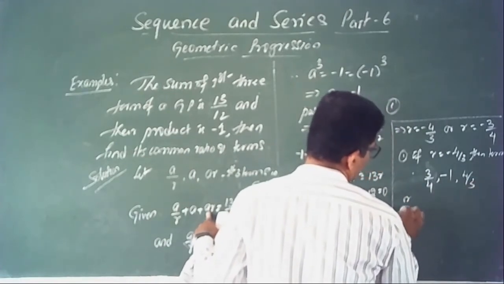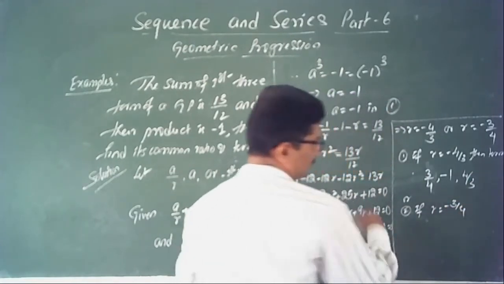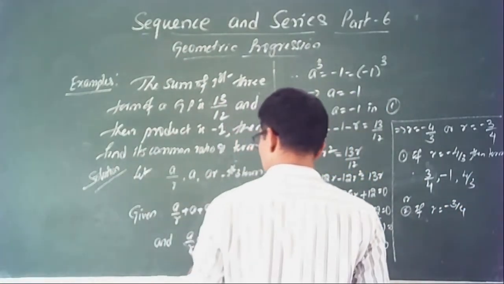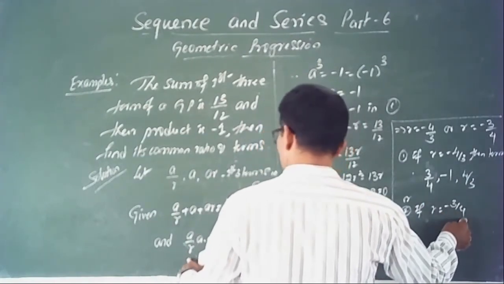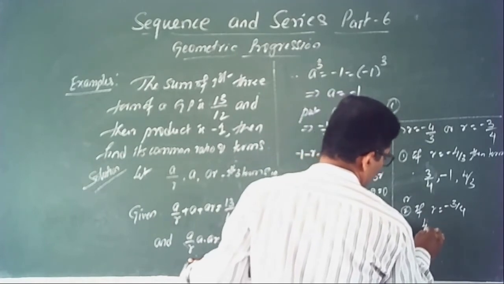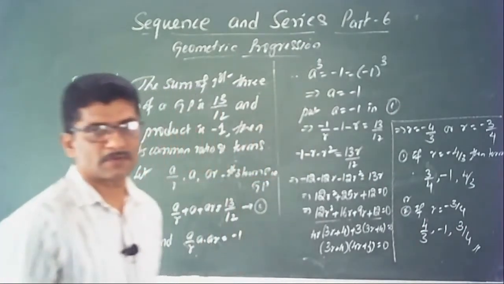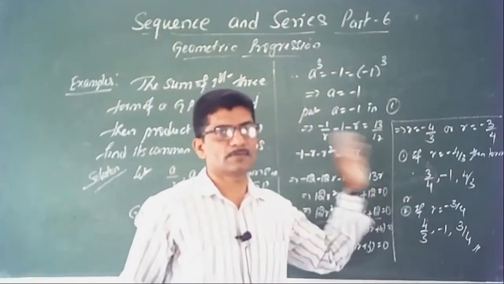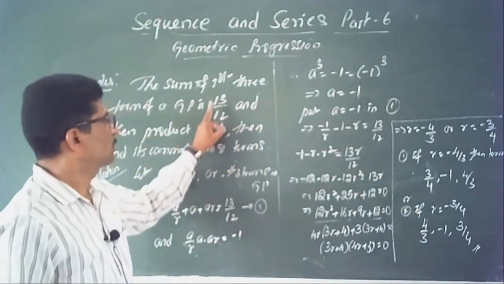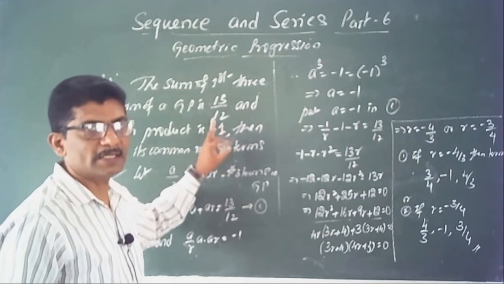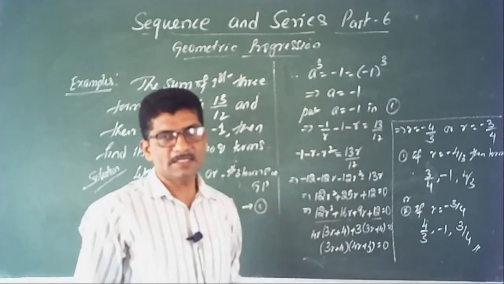In the second case, if r is equal to minus 3 by 4, it comes in exactly the reverse order. The first three terms a by r, a, ar: taking minus 3 by 4 gives 4 by 3, minus 1, 3 by 4. It means the same; you can write in reverse order as well. You get the three terms. Its sum is always 13 divided by 12, and the product is equal to minus 1. These are the examples.